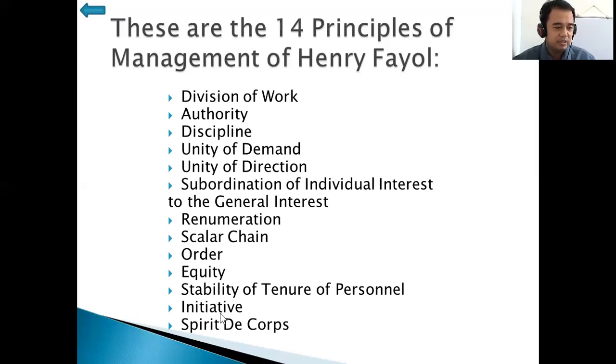Then initiative, having motivation for them to initiate some improvements. They are well motivated. That's why they are taking some initiative. They feel that the business is also their business. They own the business, so they are concerned about improvement. So they will have their own initiative.